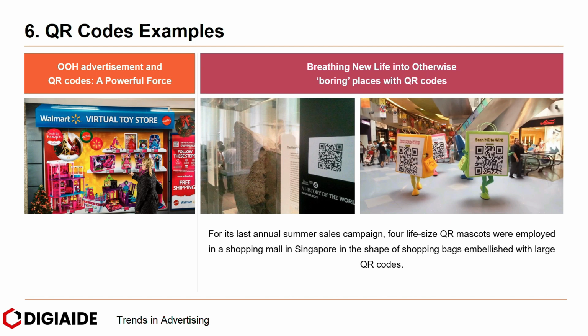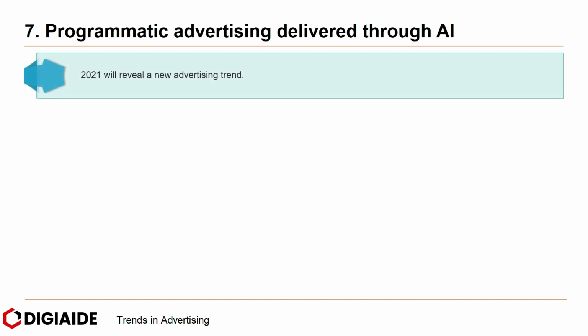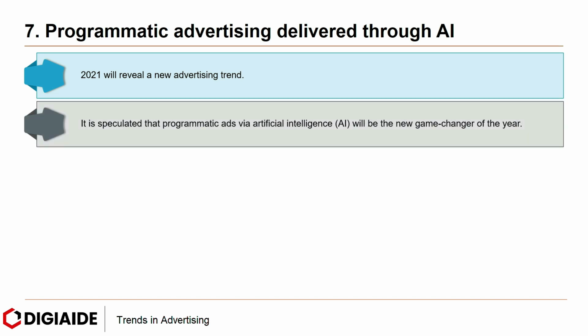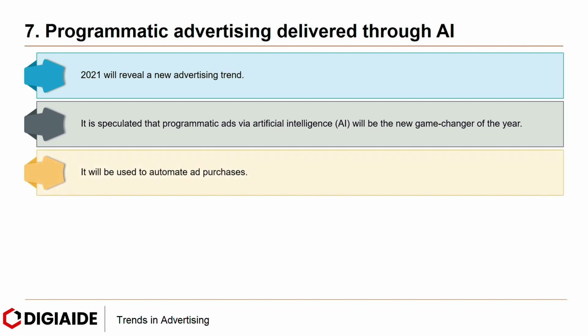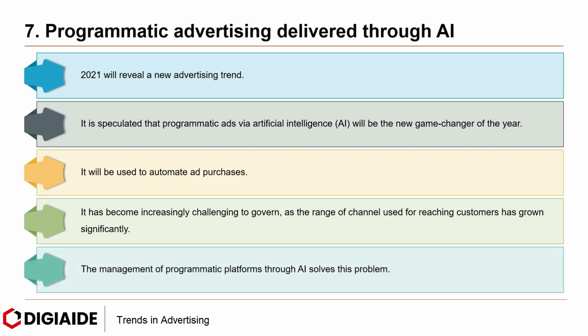Moving on to the 7th trend, programmatic advertising delivered through artificial intelligence. 2021 will reveal a new advertising trend. It is speculated that programmatic ads via artificial intelligence will be the new game changer of the year. It will be used to automate ad purchases. It has become increasingly challenging to govern as the range of channels used for reaching customers has grown significantly. The management of programmatic platforms through AI solves this problem.